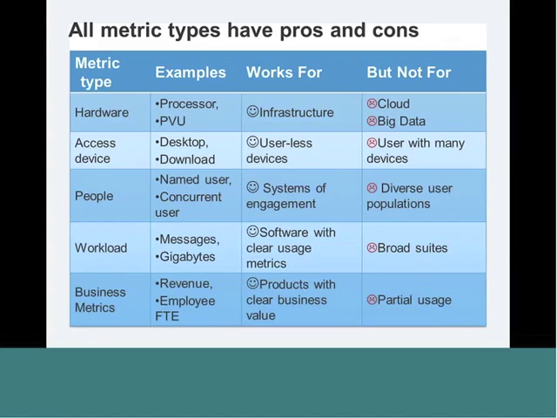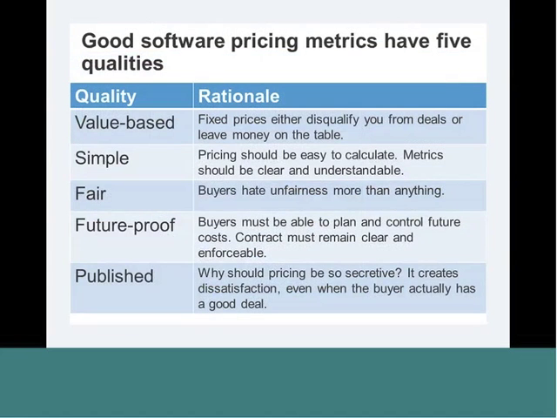So if we look at something like a metric like workload, that can be very fair, and it measures our actual usage, but it can be quite hard to predict. Maybe our revenue is more predictable, but then we have to recognize that our revenue might go up, and we're going to have to pay the software company more money because our revenue has gone up, and we may not want to do that.